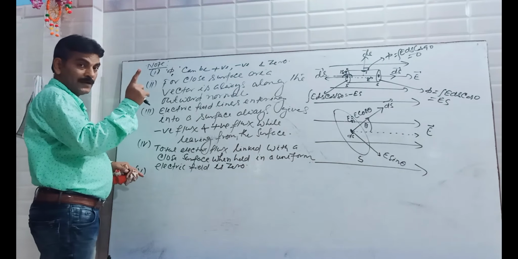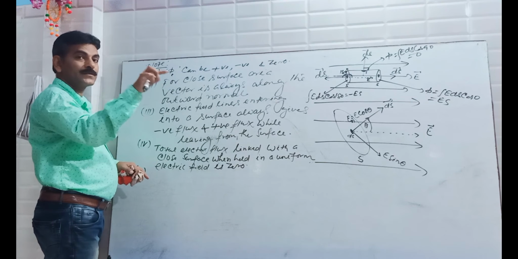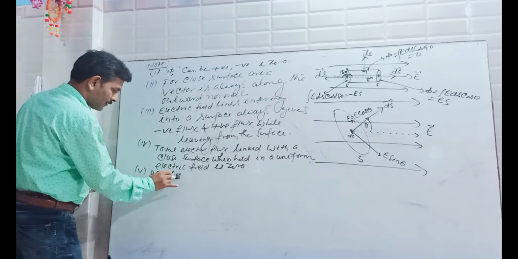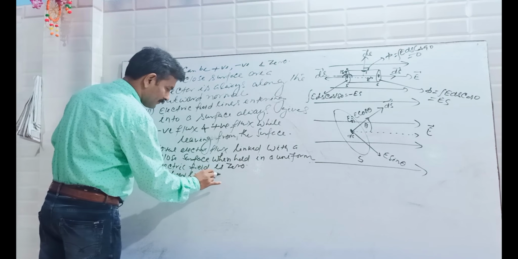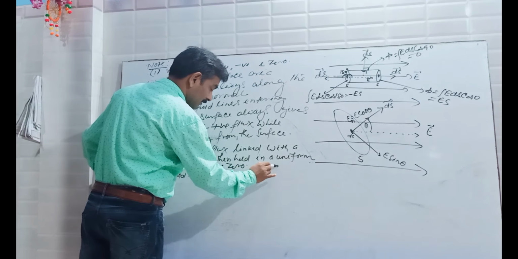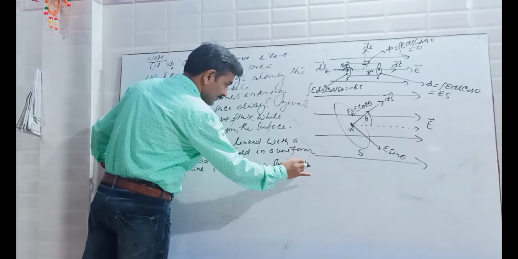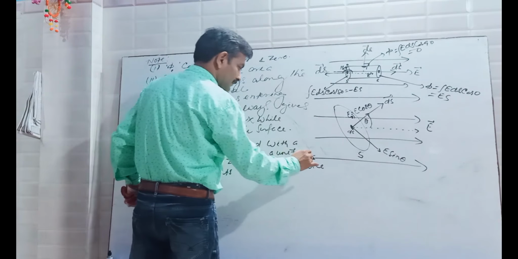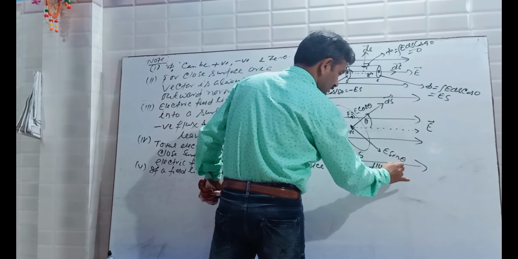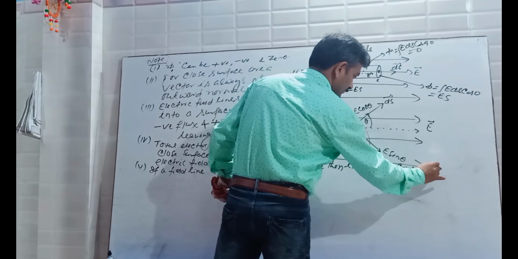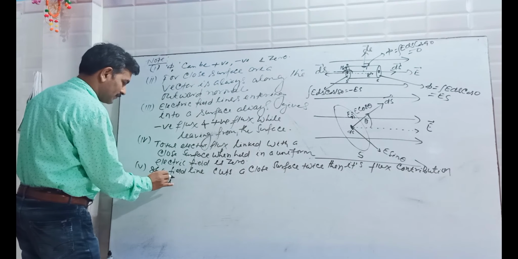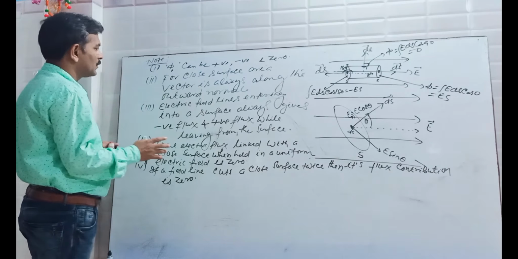Then, if a field line cuts a closed surface twice, then its flux contribution will be 0. These are some notes regarding electric flux.